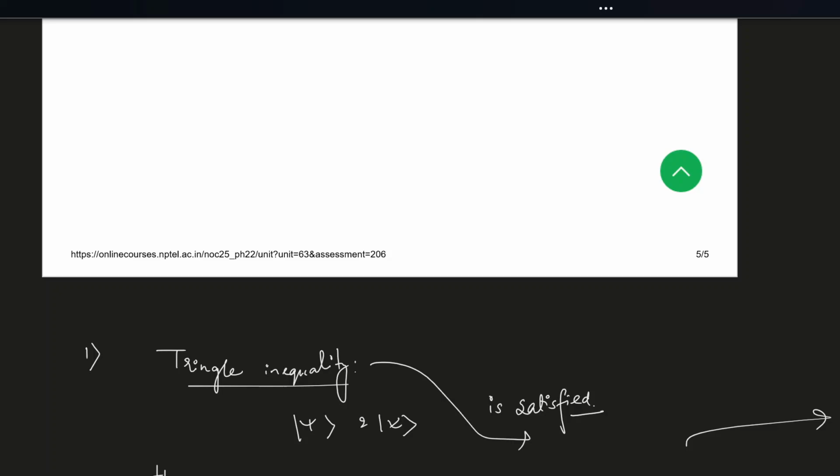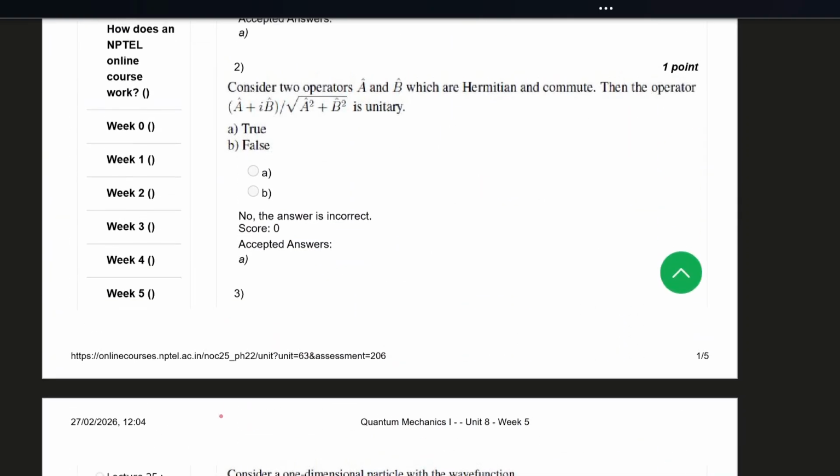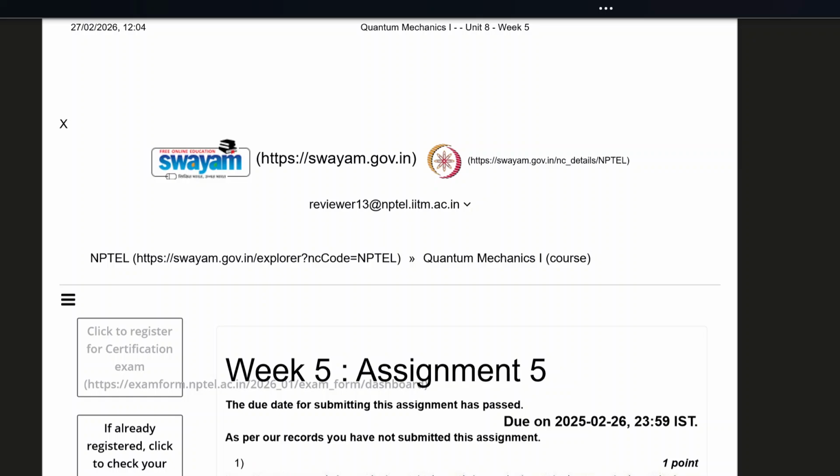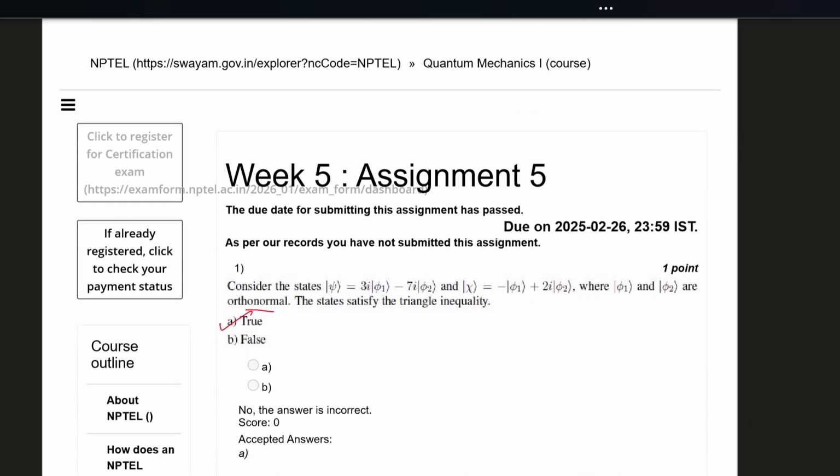So under this condition, that it is not equal to, but it is less than this. So either of these, if satisfied, either equal to or less than, then we can say the triangular inequality is satisfied or followed here. So this triangular inequality is actually true, that for this state it is valid. So our answer will be that the answer is true. Yes, this triangular inequality is satisfied by these two states, psi and chi.